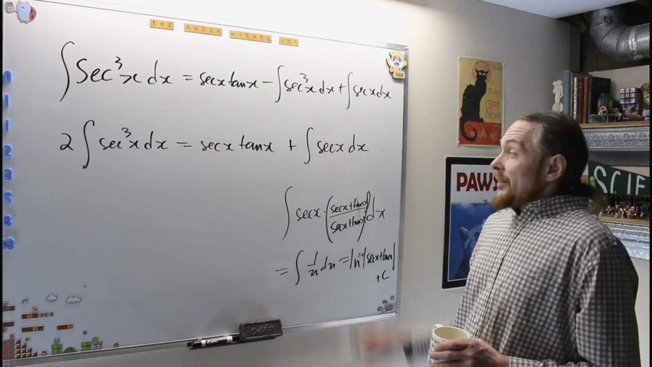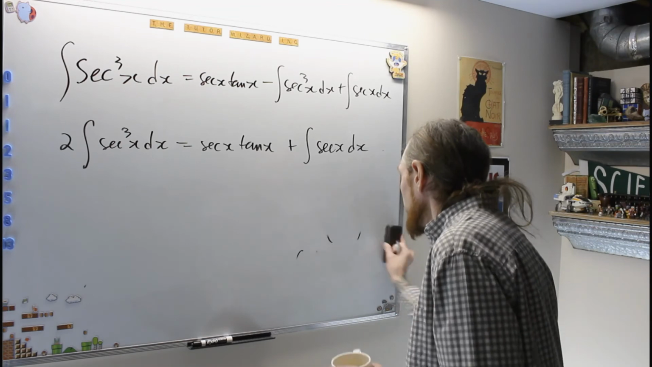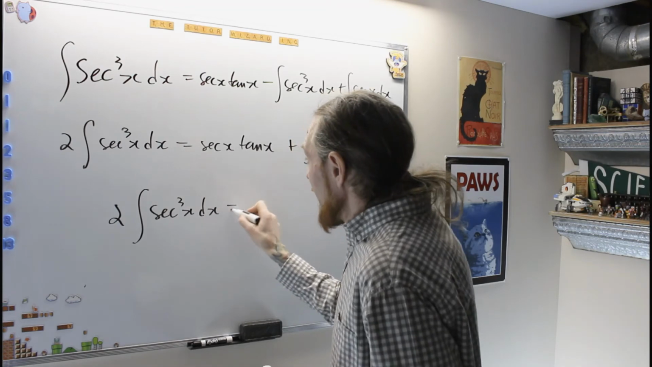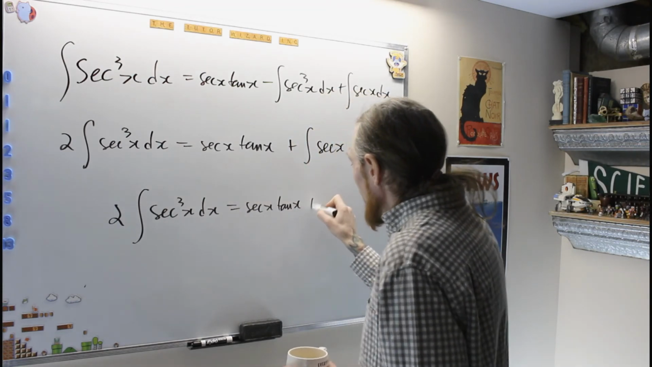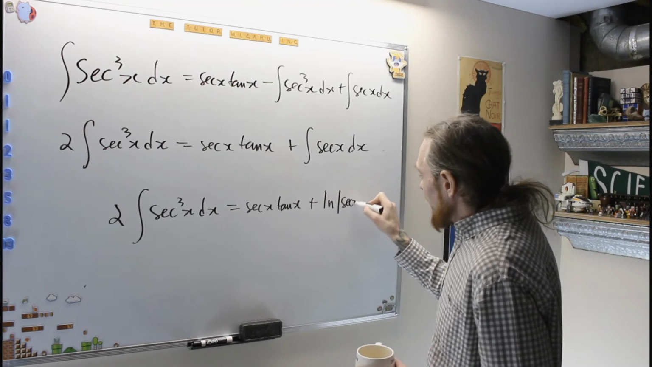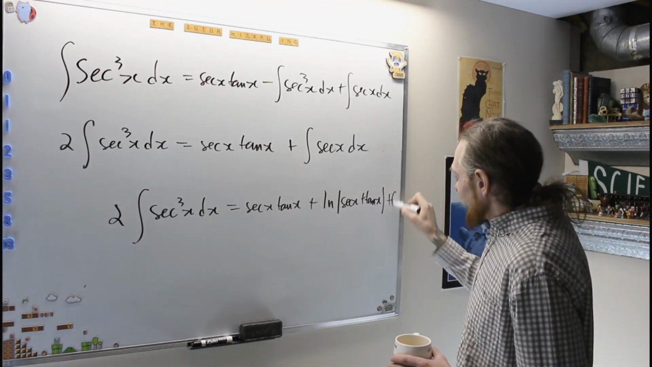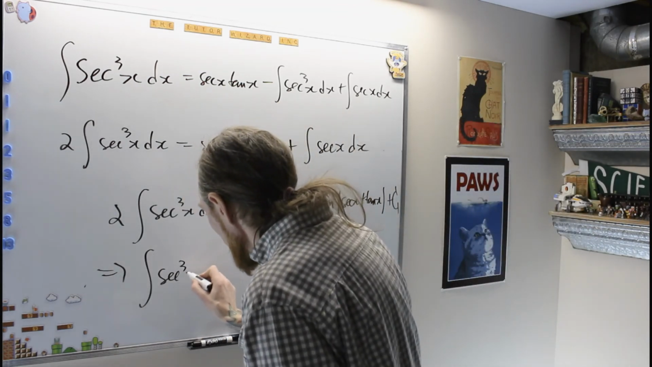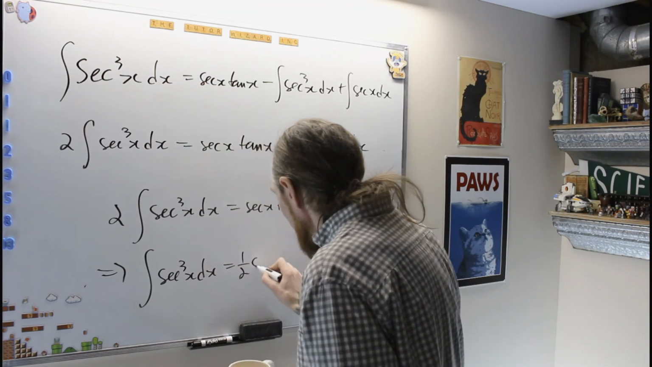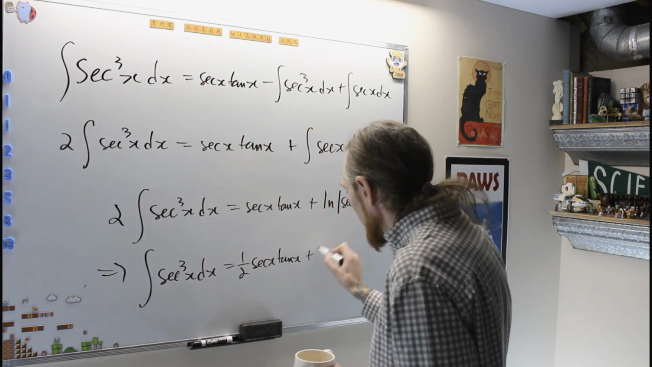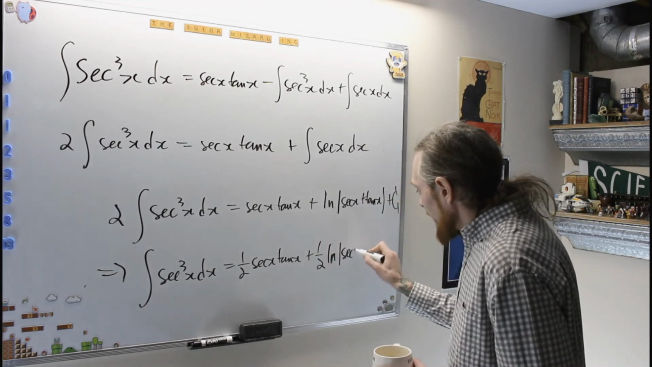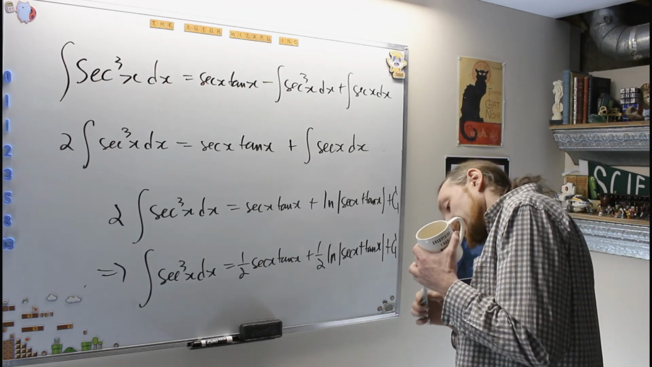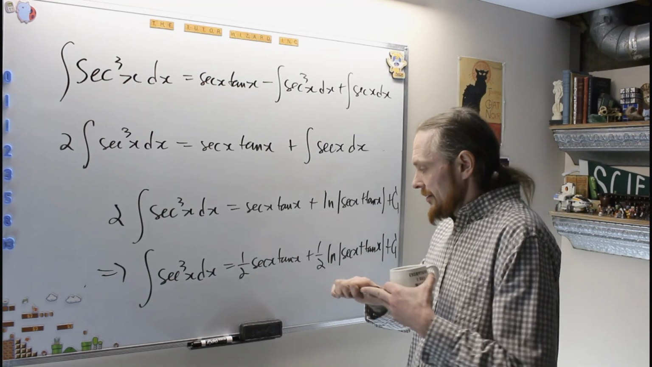So this now becomes, magically, 2 times the integral of secant cubed x dx equals secant x tan x plus the natural log of the absolute value of secant x plus tan x plus c, or the integral of secant cubed x dx is equal to 1/2 secant x tan x plus 1/2 the natural log of the absolute value of secant x plus tan x plus c. Oh, no mic drop.